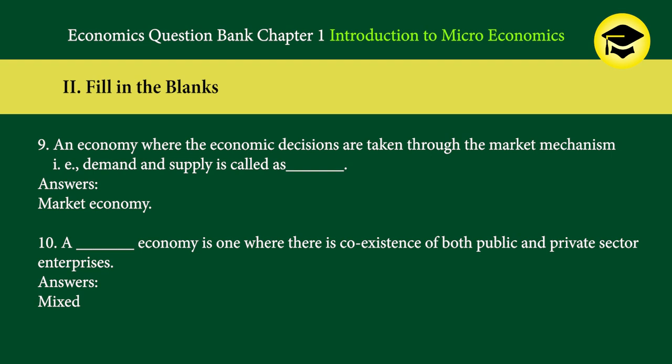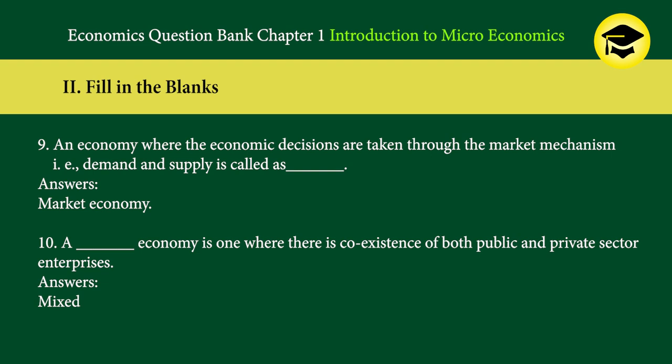8. A mechanism through which the scarce resources are prioritized and organized for the production of goods and services with the intervention of government is called as blank. Answer, economy. 9. An economy where the economic decisions are taken through the market mechanism, i.e., demand and supply, is called as blank. Answer, market economy. 10. A blank economy is one where there is coexistence of both public and private sector enterprises.